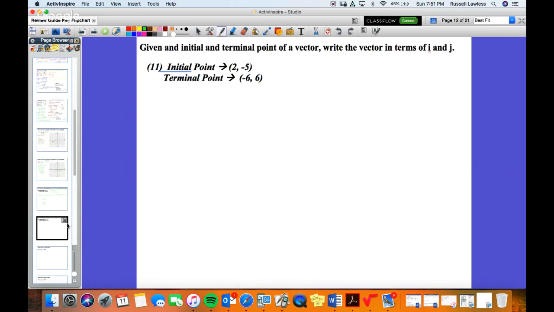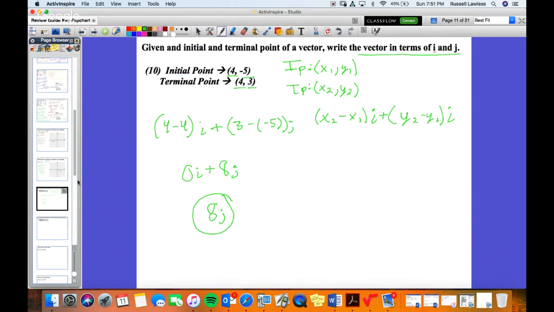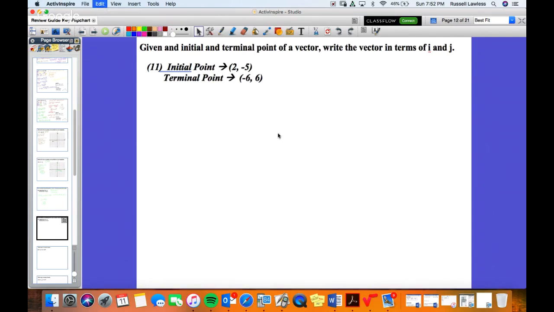Let's take a look at the next one, number 11. Given the initial and terminal point of a vector, write the vector in terms of i and j. Again, we're going to use the formula that we used from before here. So I'm just going to do a nice little copy paste so that I can have it on the next one. Let's copy, paste, boom.